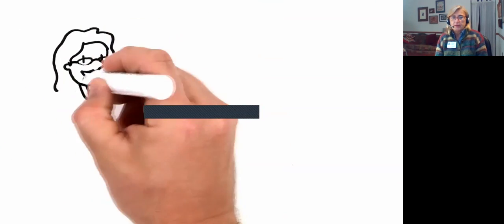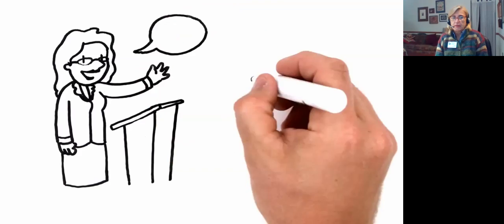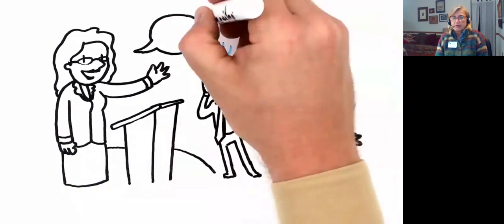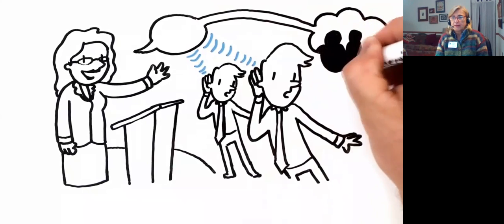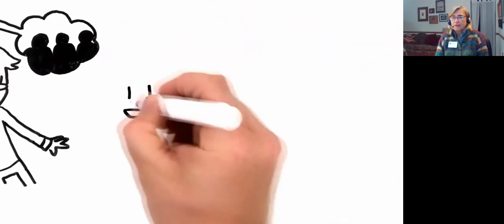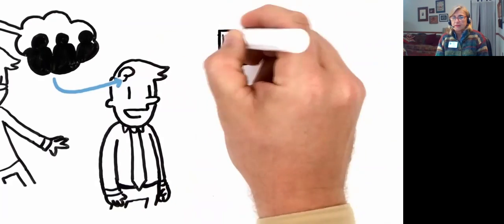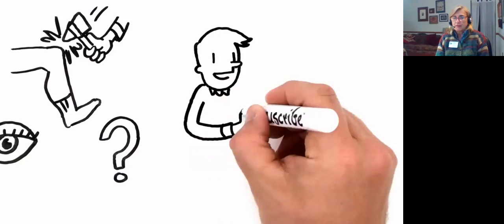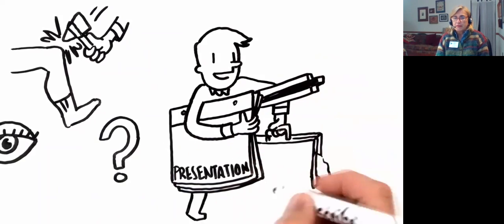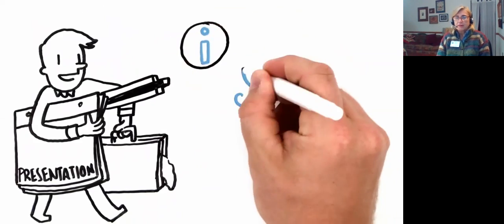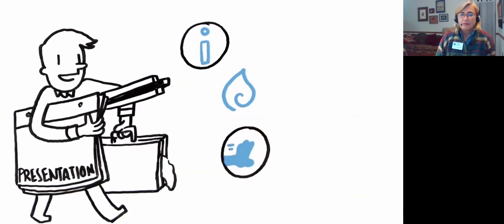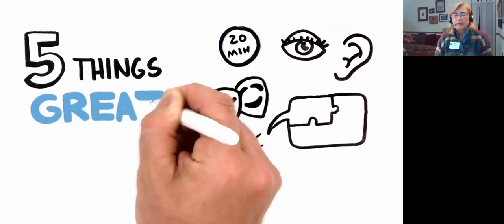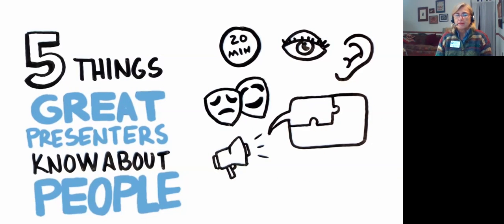There are two sides to every presentation. You are speaking, but an audience is listening. If you want to give a great presentation, you need to know about people. The more you understand how people think and learn, hear, see, react, decide, the better able you will be to put together a presentation that informs, inspires, and motivates. So here are 5 things that great presenters know about people.